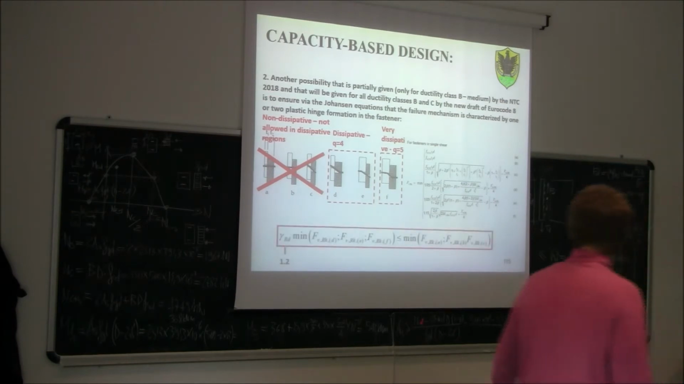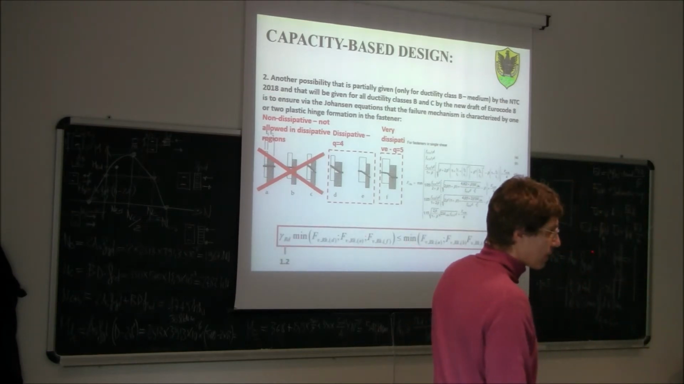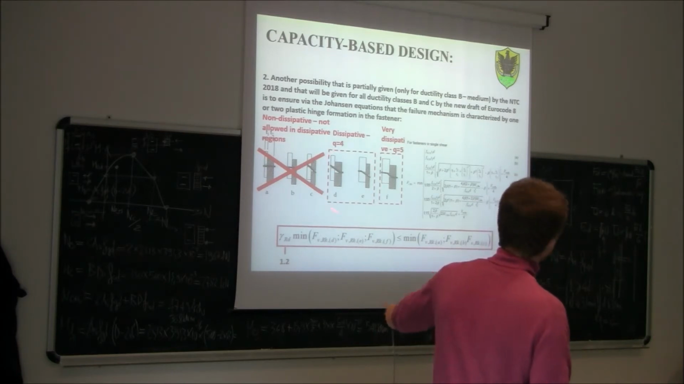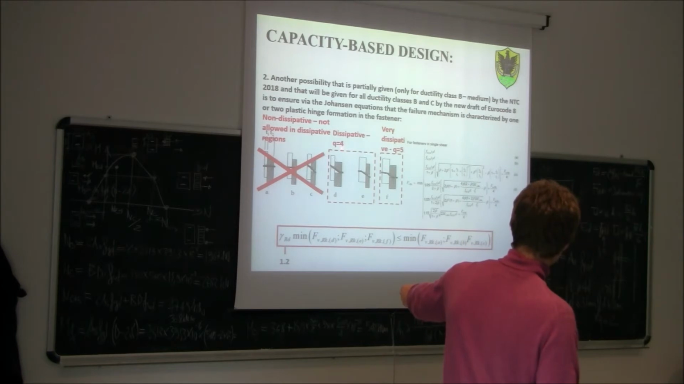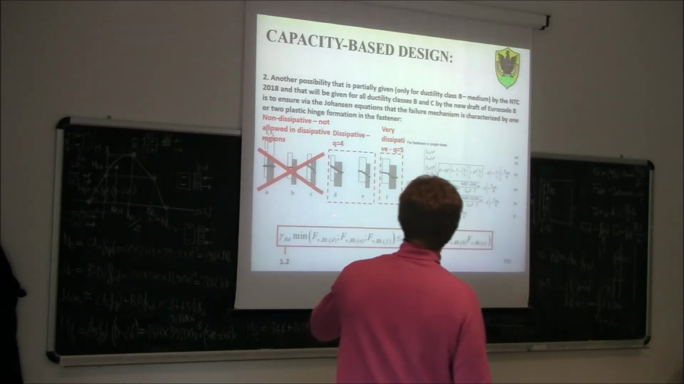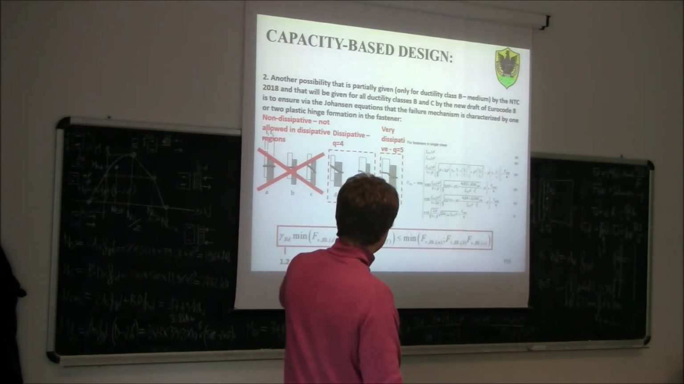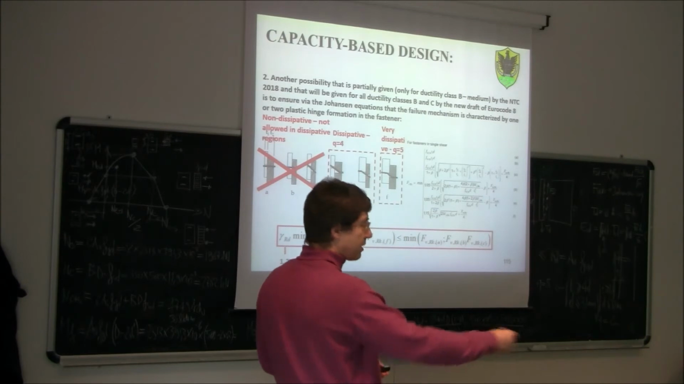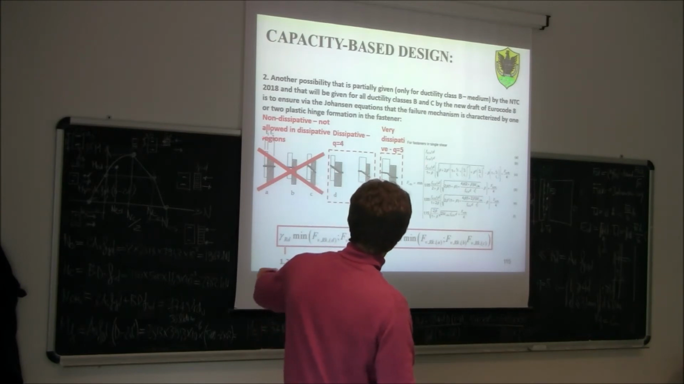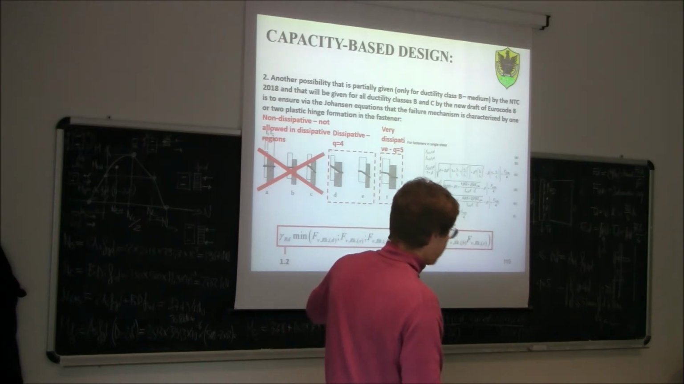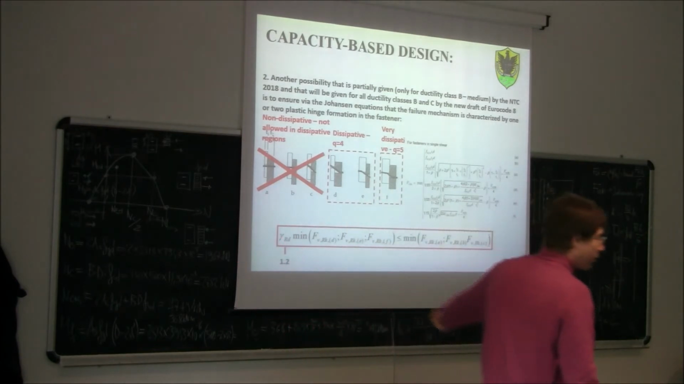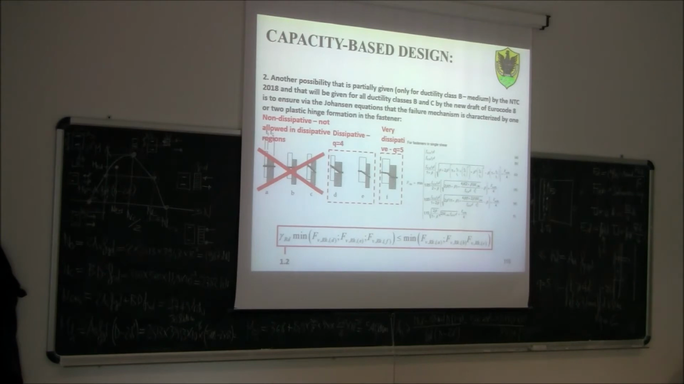Just remember that there is also this relationship to satisfy. So in order to say my structure is dissipative, for example I use a Q factor of 4, I need to make sure that those two modes, so the minimum of the strain capacity of these two modes, will be sufficiently distant from the minimum of the shear capacity of those three modes, which are brittle, using this kind of safety coefficient of 1.2. Okay?